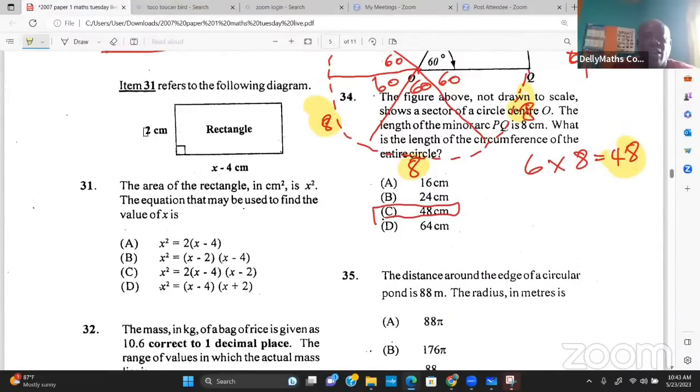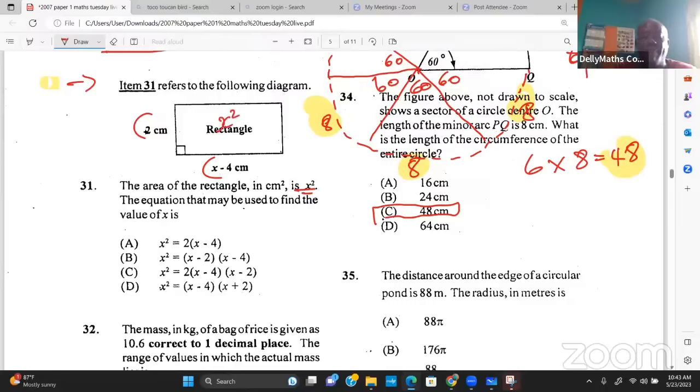Number 31 is focusing on this question up top here, right? So it says item 31 refers to the diagram. We have a rectangle. We see 2 cm for the width and x minus 4 for the length. The area of the rectangle in cm squared is x squared. All right, fine. So the area is x squared, no problem.